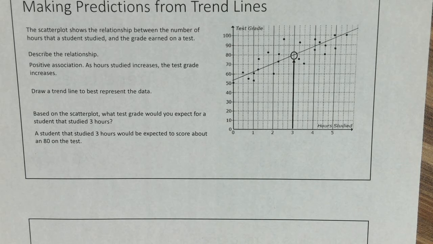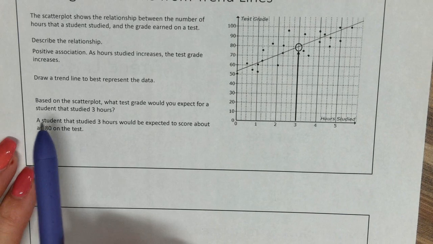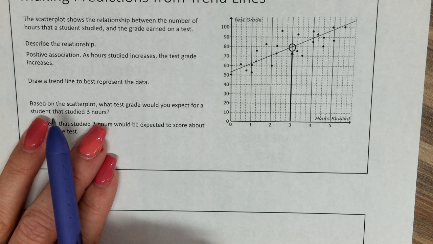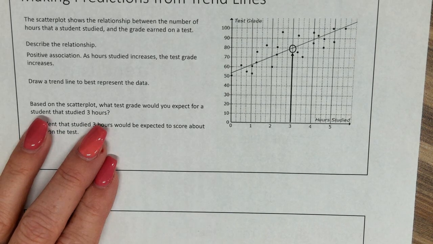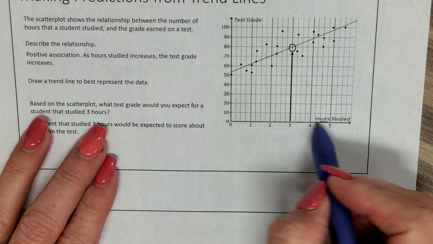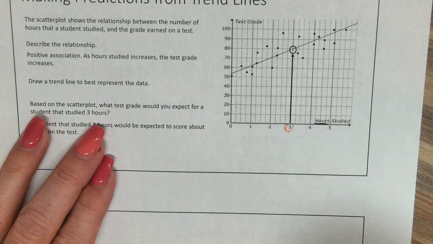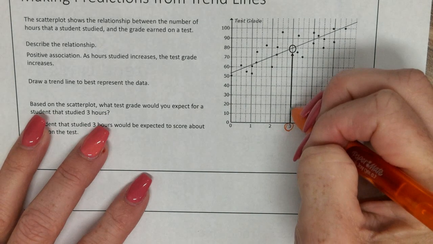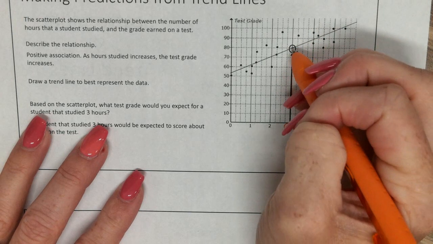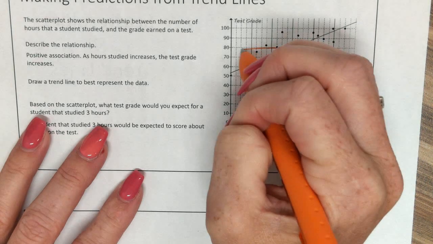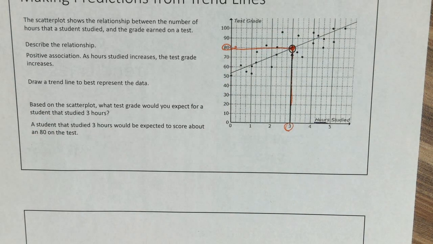All right, now we're going to use that trend line to make a prediction. It says, based on the scatter plot, what test grade would you expect for a student who studied 3 hours? So where's hours at? On the x-axis. So I go to 3 hours, which is here. I go up to the trend line. Don't go to a dot. Go to the line that you drew, and that is the grade that was expected. So what grade do we think that they would get on that test? An 80. So once you draw your trend line, you're going to use it to make a prediction.